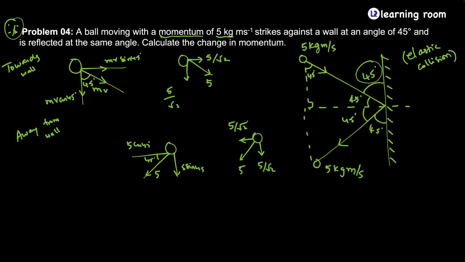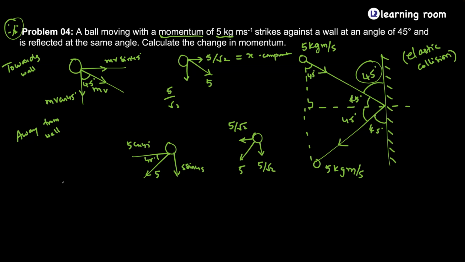So when it is towards the wall, observe the x component here. The x component, when it is towards the wall, is to the right, whereas when it is away from the wall, it is to the left. But what is happening to the y component? In both the cases, it is in the downward direction only. So when they ask to calculate the change in momentum in this case, you need to calculate for x separately, you need to calculate it for y separately, and then you need to take the resultant of it.